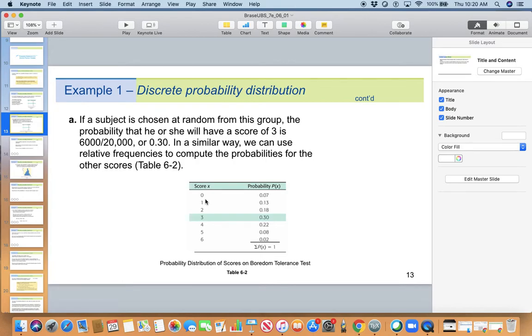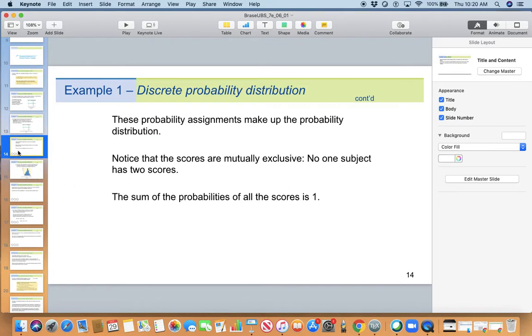For each value of the random variable, you have a probability. You add all these, you get 1. Now, these probability assignments make up the probability distribution. Notice that the scores are mutually exclusive. No one subject has 2 scores.